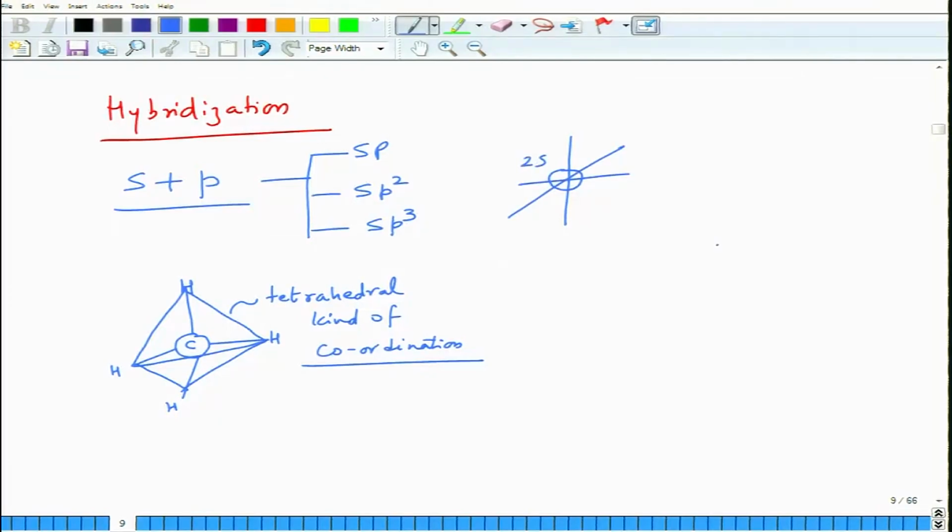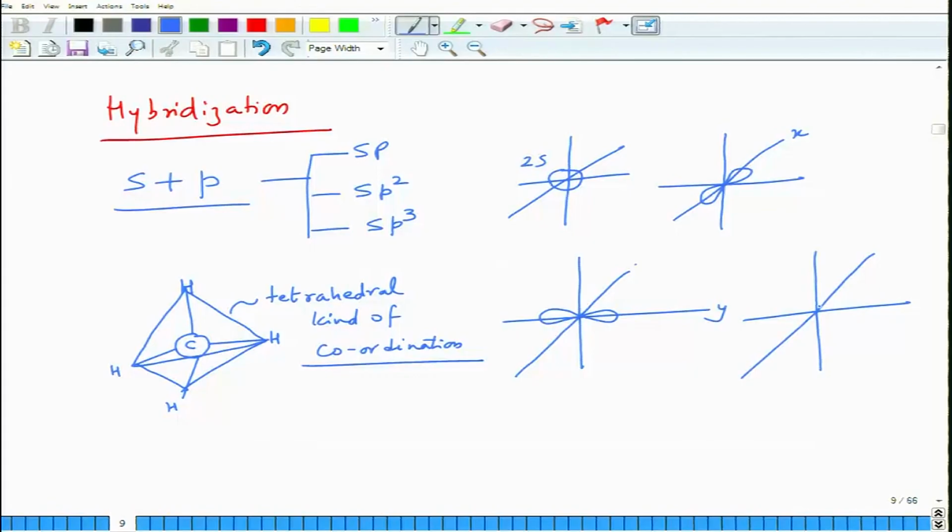So this is 2s orbital. You can have 2p orbitals. If this is my x axis, I can have one p here, along the x, I can have another p along, let us say this is y, and then another p can be along z. So you can have these lobes of p orbitals along z. So this is 2s, this is 2px, 2py and this is 2pz.